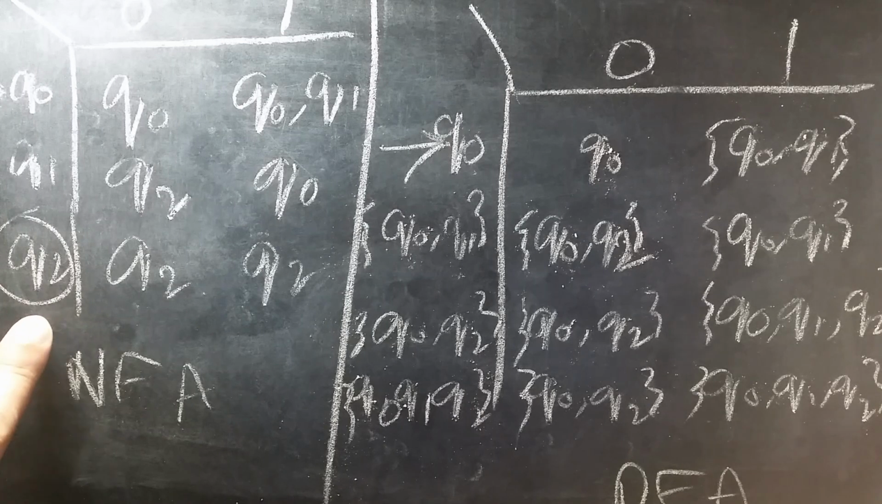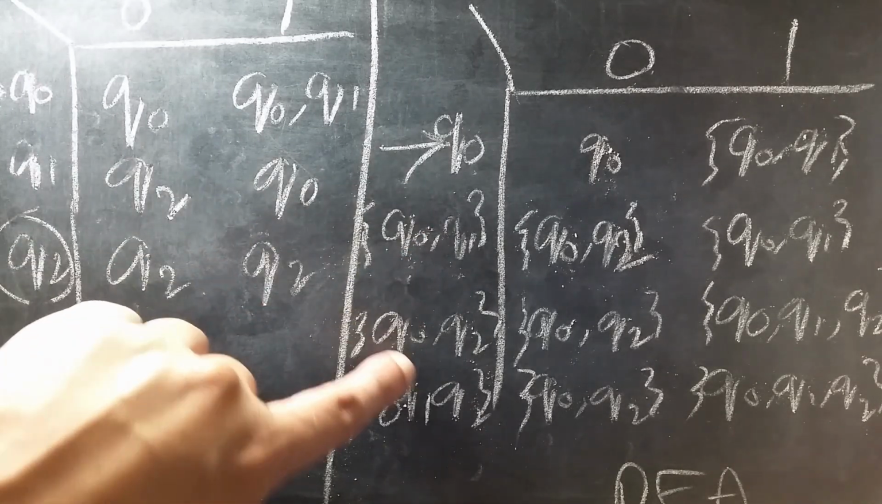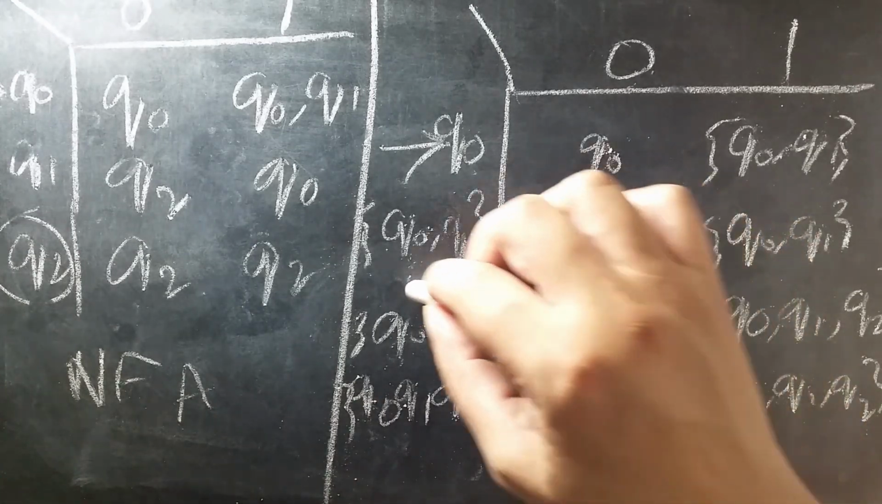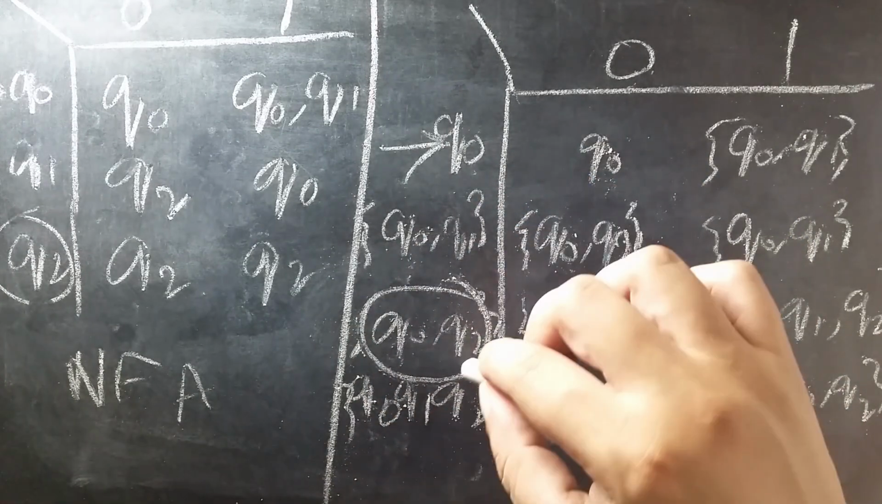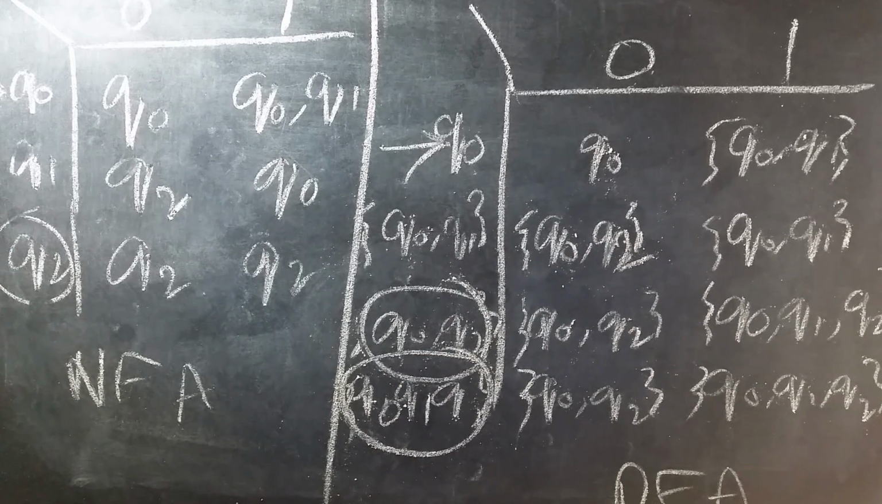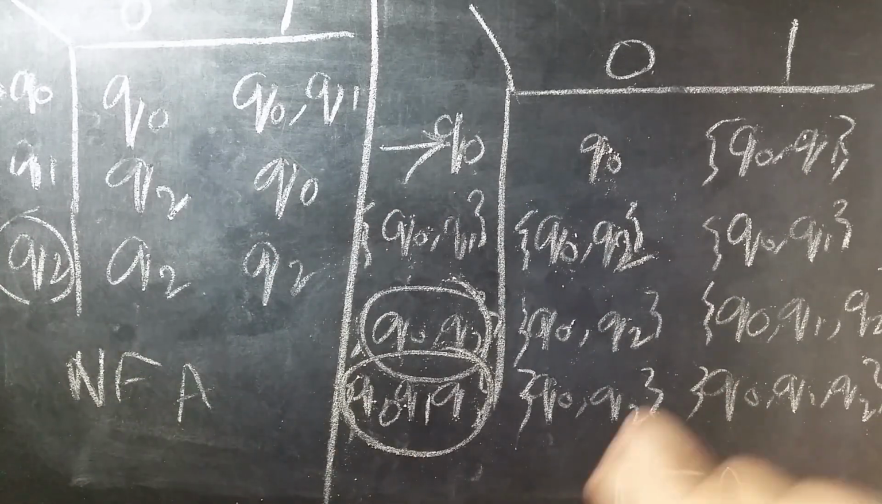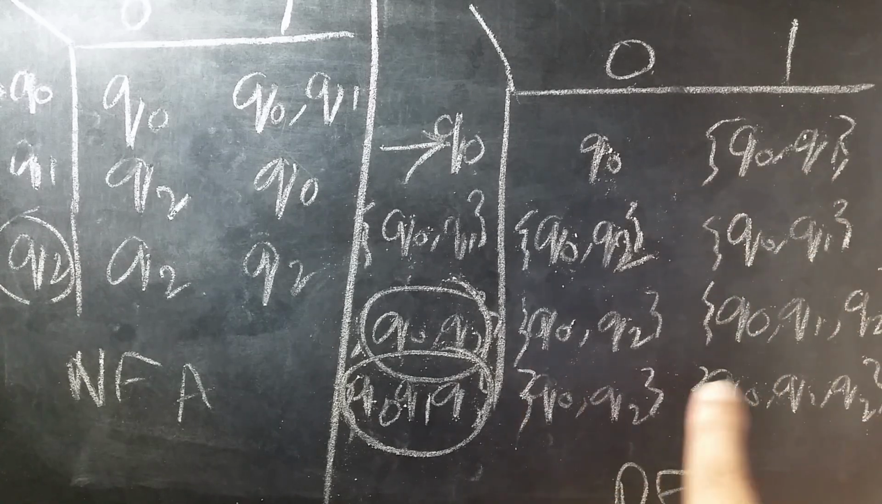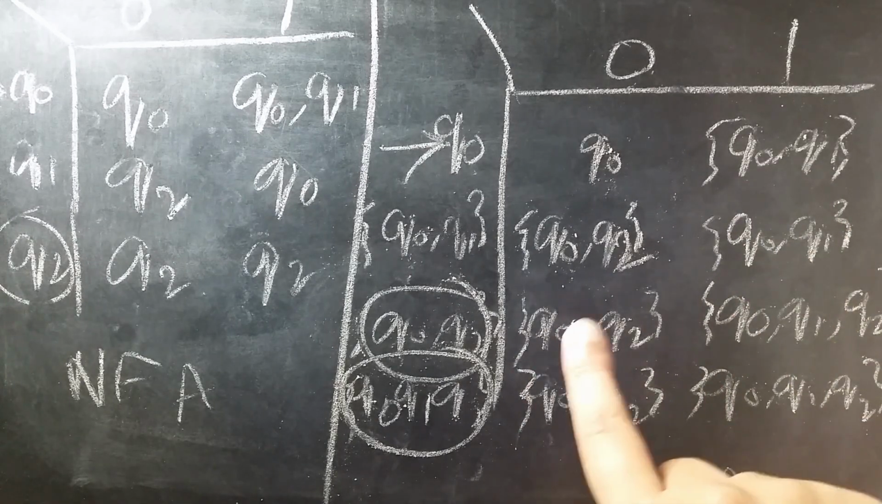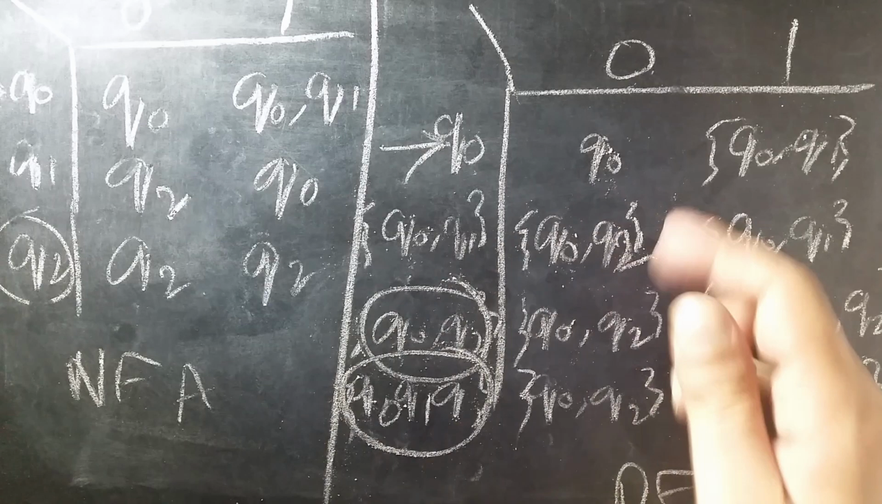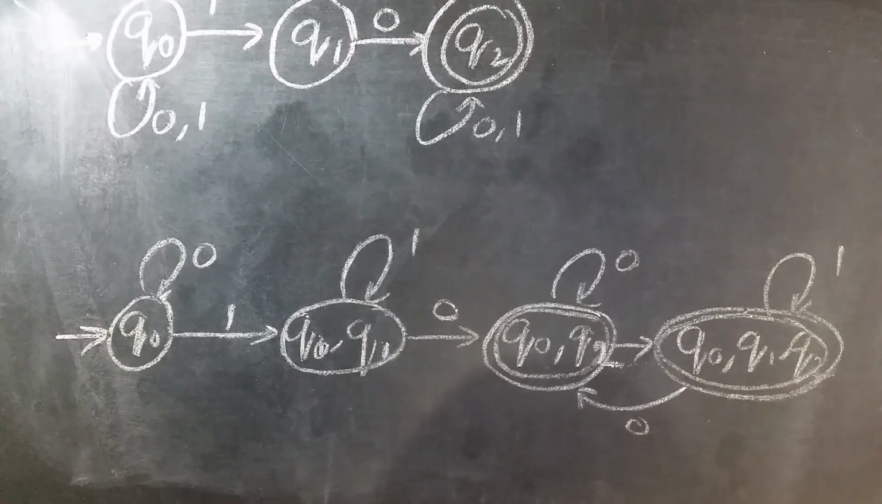In the initial NFA, Q2 was the final state. Here, every state which contains Q2 will be a final state. So this will be a final state, and this will also be a final state. We can draw a DFA from this table where we consider these as single entities. So this will be one state, this will be one state. The deterministic finite automaton constructed from this table will look like this.